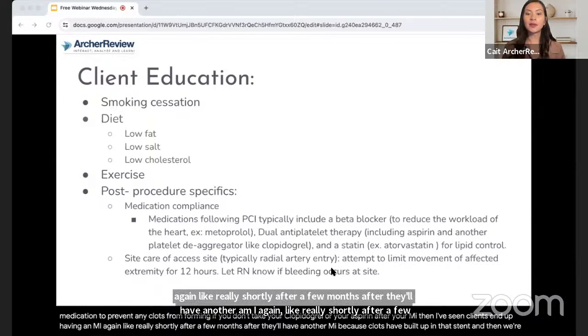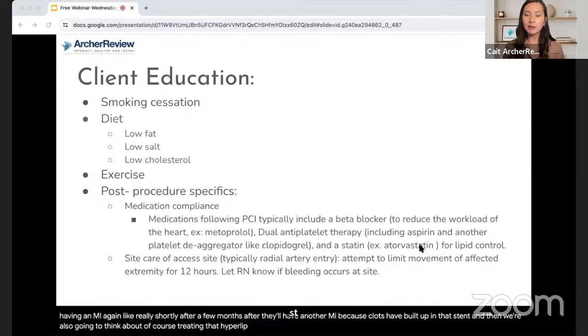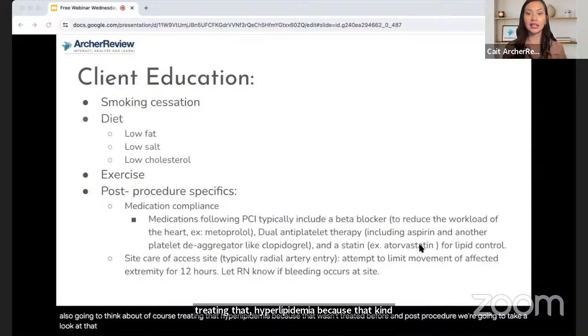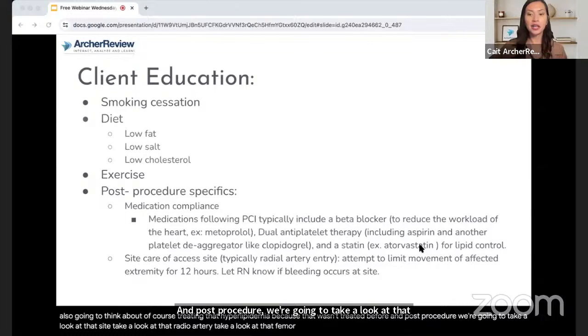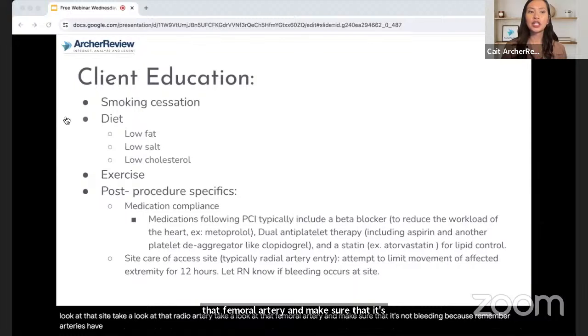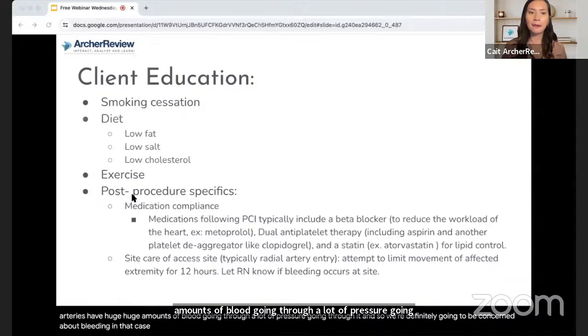And then we're also going to think about, of course, treating that hyperlipidemia because that client wasn't treated before. And post-procedure, we're going to take a look at that site, take a look at that radial artery, take a look at that femoral artery and make sure that it's not bleeding. Because remember, arteries have huge amounts of blood going through it, a lot of pressure going through it. And so we're definitely going to be concerned about bleeding in that case.